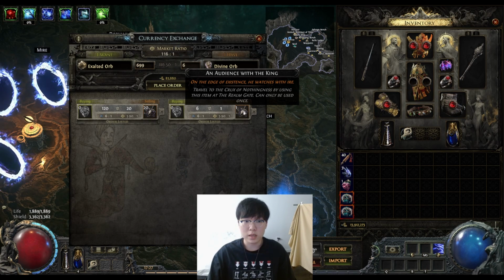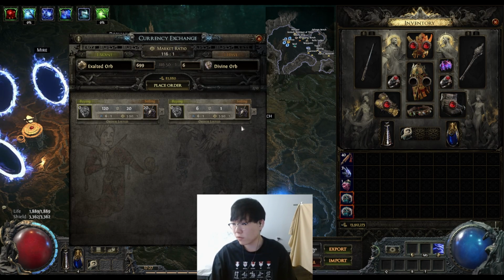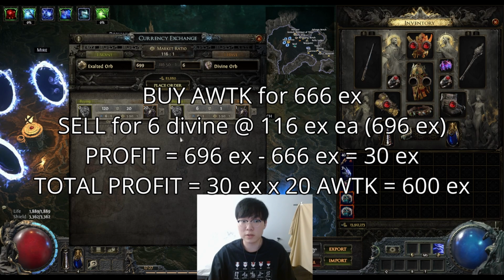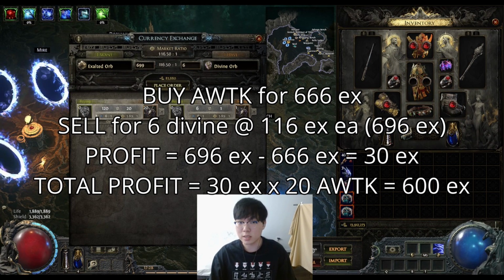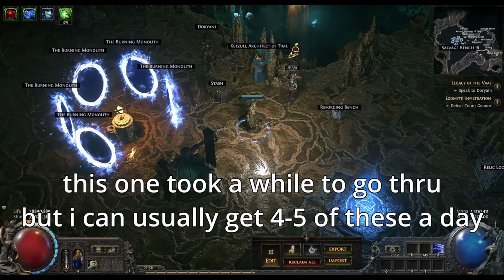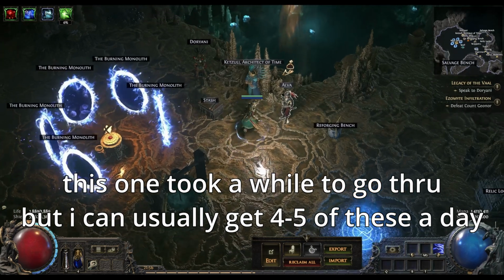However, for you, the more you can afford Audience with the Kings, the more profit you make. So for example, I'm up to 20 Audience with the Kings. So I make 30 exalt profit each, therefore making 600 exalted if all of these sell. And these do sell. I'll include a clip if they do end up selling by the end of this video.